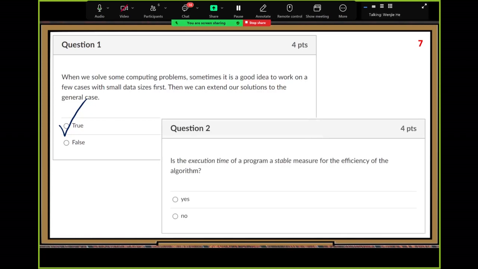Second question, is the execution time a stable measure? No. The reason is simple. In our notes, we look at it from a hardware point of view and a software point of view. Hardware, the machine, how fast your computer is, could be very different. Software part, implementation: between a good implementation and a bad implementation, the difference could be big.